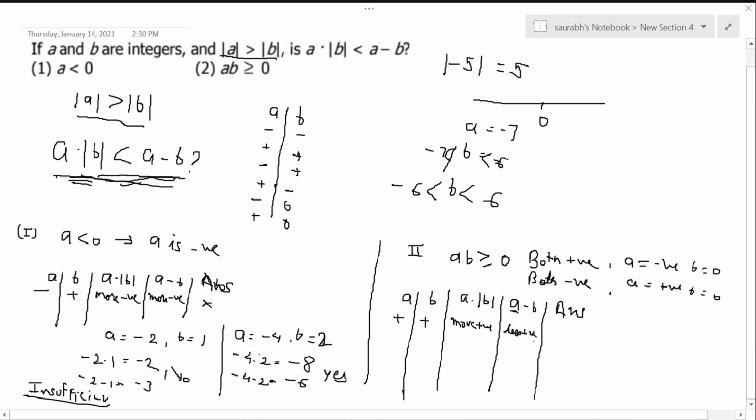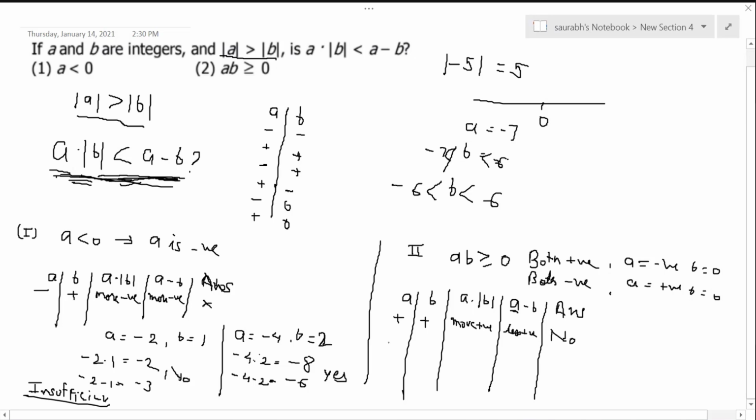So what would be the answer? Would it be a yes or no? The answer to this statement. Clearly, A dot B is going to be more positive than A minus B. So clearly, this is going to be greater. Correct. So the answer to this question will be yes. A yes or a no? It's going to be a yes. No, it's going to be a no. It's going to be no, right?